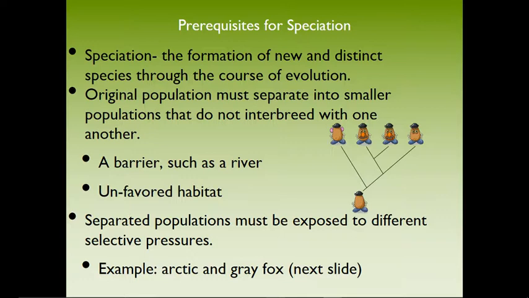The other prerequisite is the two separate populations must be exposed to different selective pressures, which has to do with natural selection. And we'll see two examples of this afterwards.